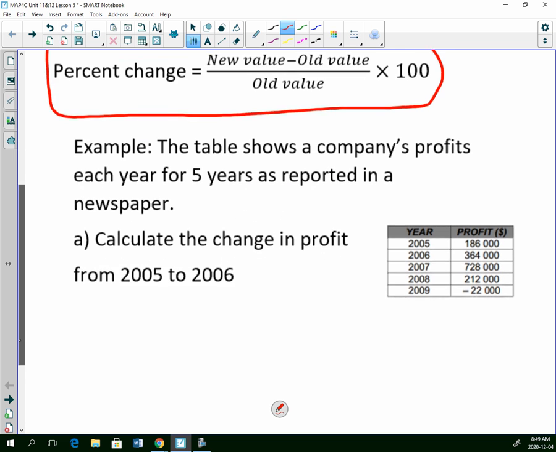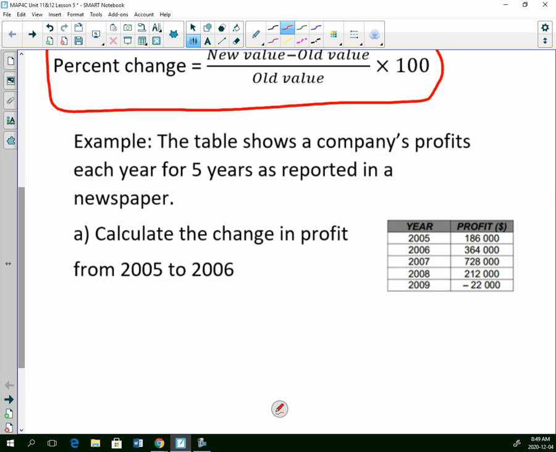So for example, I have a table here and it shows a company's profits over 5 years, and it wants to calculate the change in profit from 2005 to 2006. So in 2005, the profits were 186,000, and in 2006 they were 364. So I could see that the percent is going up, right? I'm having more profit, so I want to figure out the percent that it's increasing by.